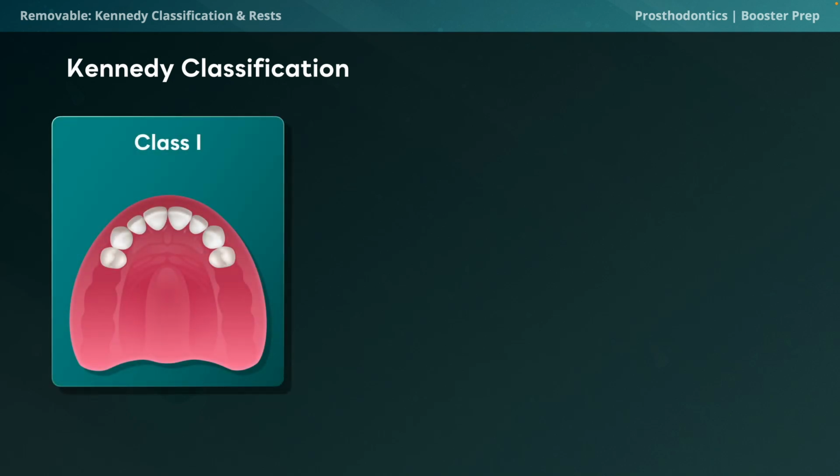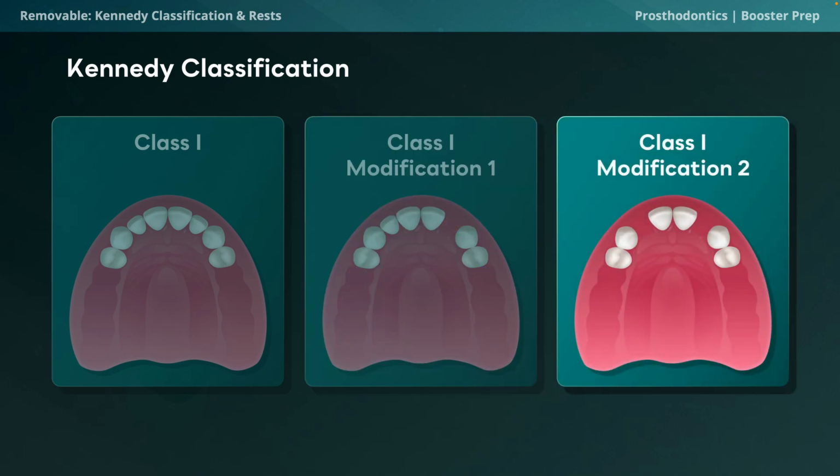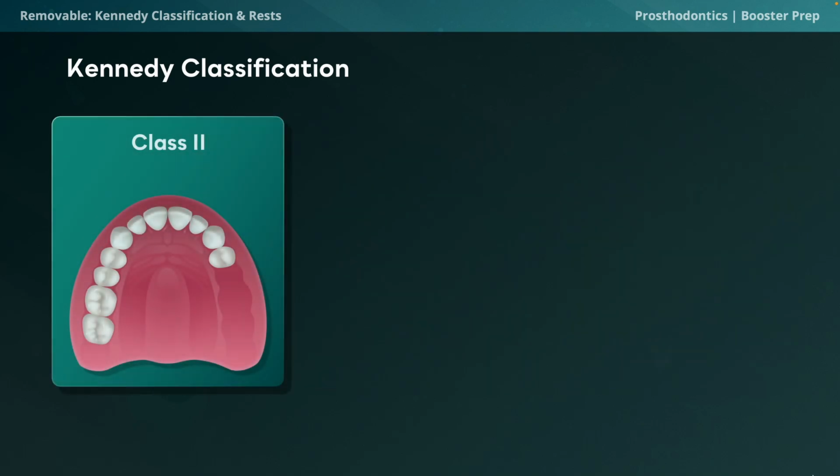A Class 1 classification as seen in this image has bilateral edentulous areas posterior to the first premolars and no other edentulous space. With Class 1 Mod 1, we have bilateral edentulous areas and one additional edentulous space. And you guessed it, with Class 1 Mod 2, we have bilateral edentulous areas and 2 additional edentulous spaces. Nothing crazy here, guys. Moving on to the Class 2s.